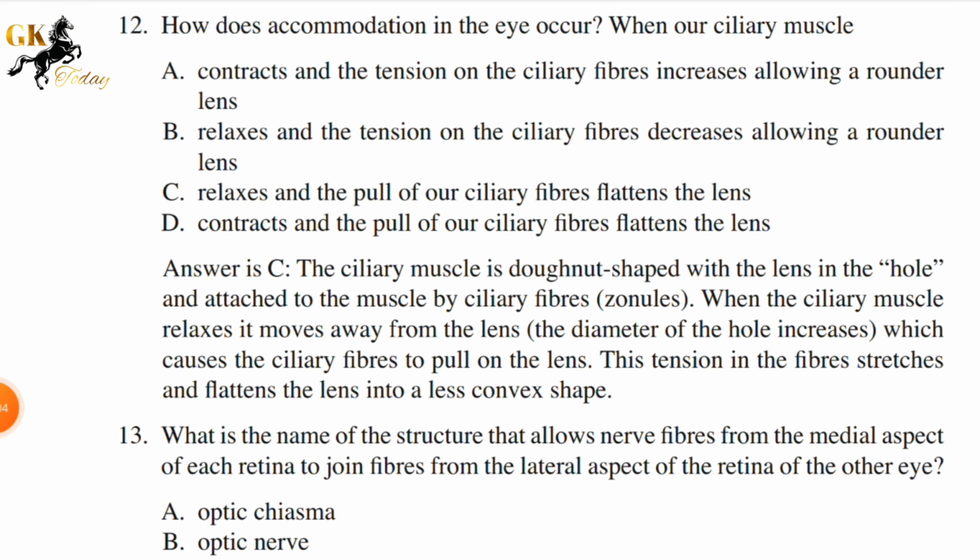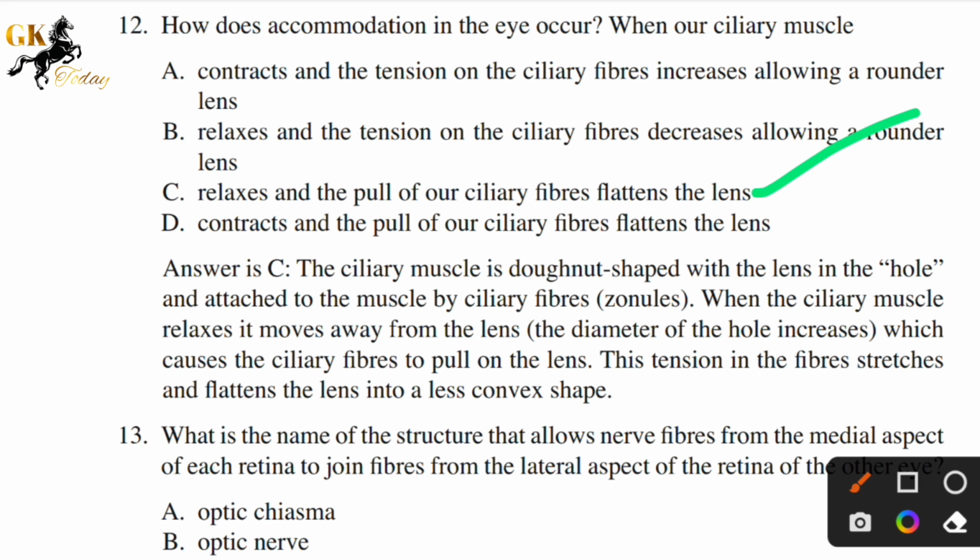How does accommodation in the eye occur? When our ciliary muscle relaxes and pulls off our ciliary fibers, it flattens the lens. Repeated question. Option C is the right answer.